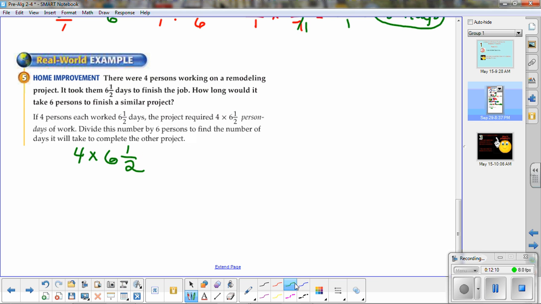We need to change the 4 to a fraction, and we need to change the 6.5 to an improper fraction. 6 times 2 is 12, plus 1 is 13. Keep the bottom the same. Simplify before multiplying. 4 and 2 both can be divided by 2. 2 goes into 2 once. 2 goes into 4 twice. Now multiply across the numerators. 2 times 13 is 26, and 1 times 1 is 1, or 26.